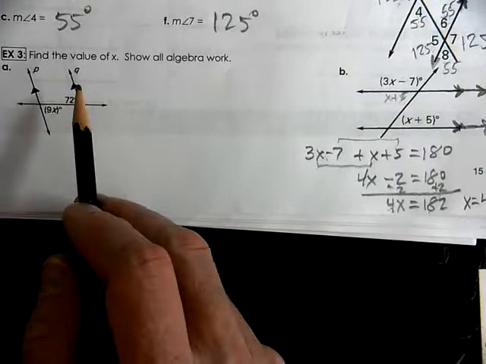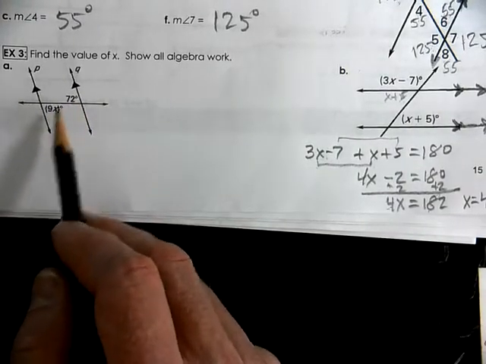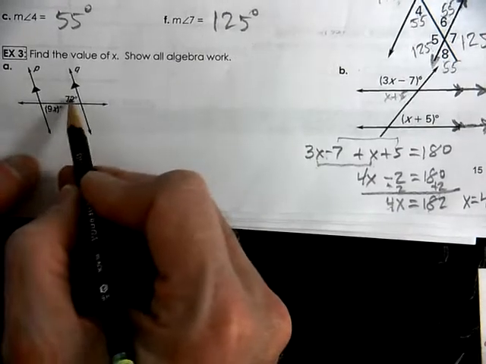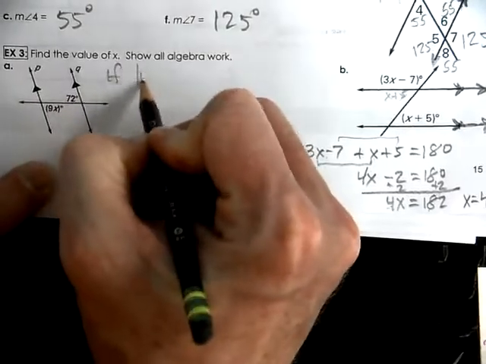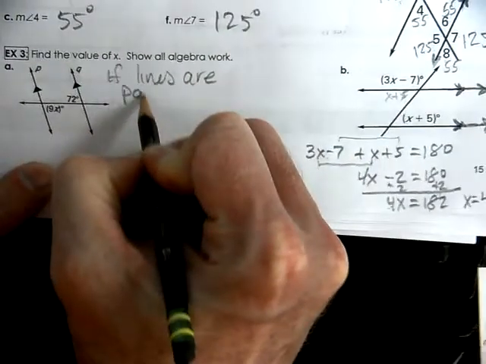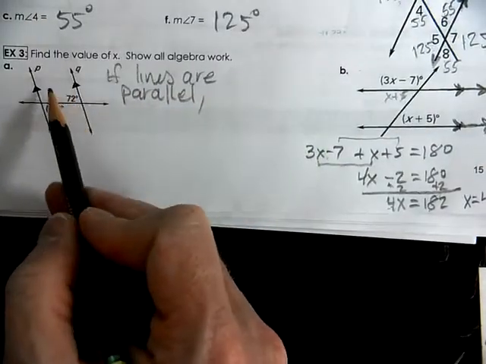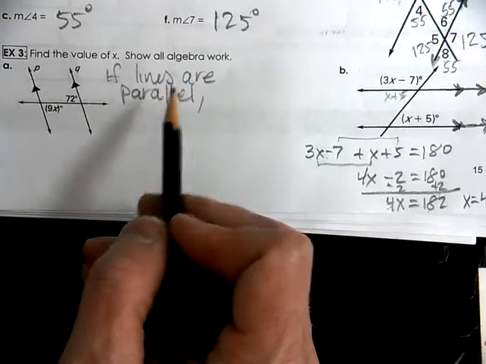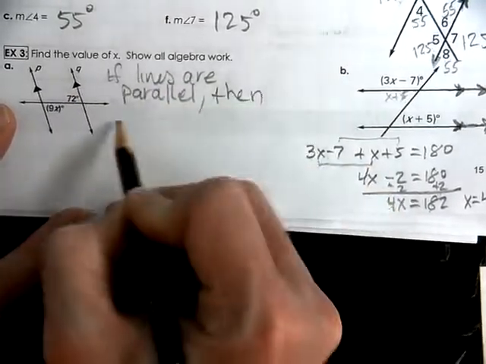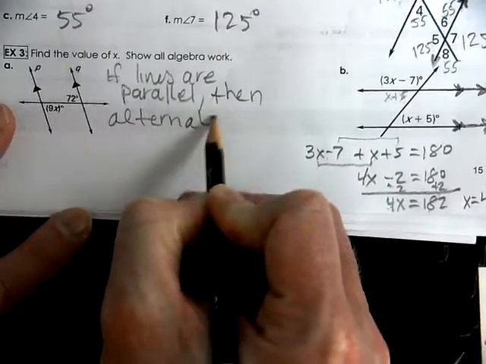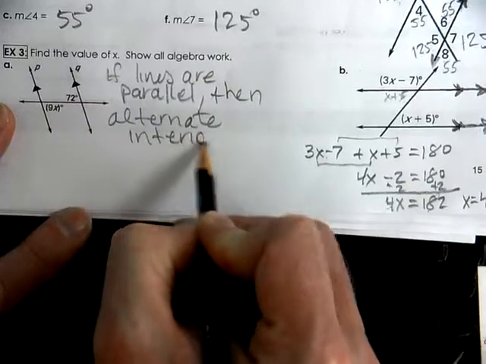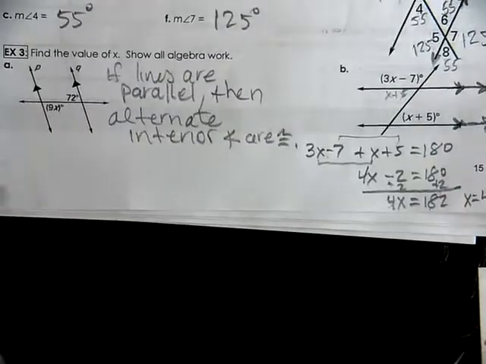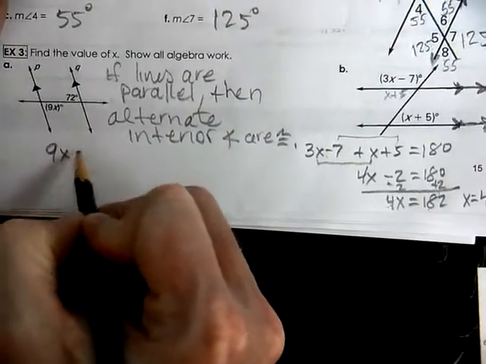What do we know about the relationship here? What type of angles are these? Alternate interior angles. If lines are parallel, that's what we know for sure, right? We can see it right there. The lines are parallel. So if lines are parallel, then alternate interior angles are congruent. If they're congruent, they're going to be equal in measure.